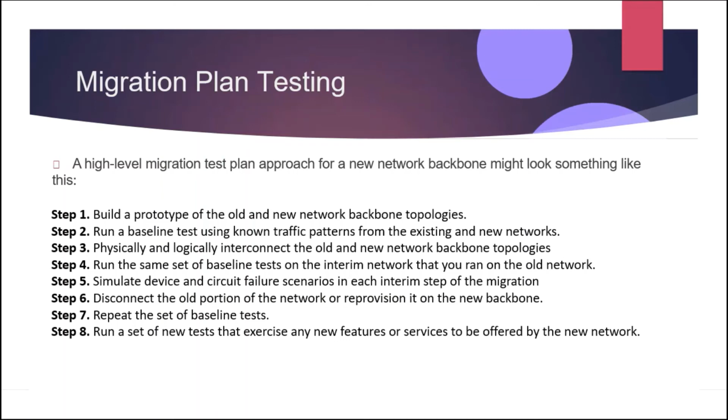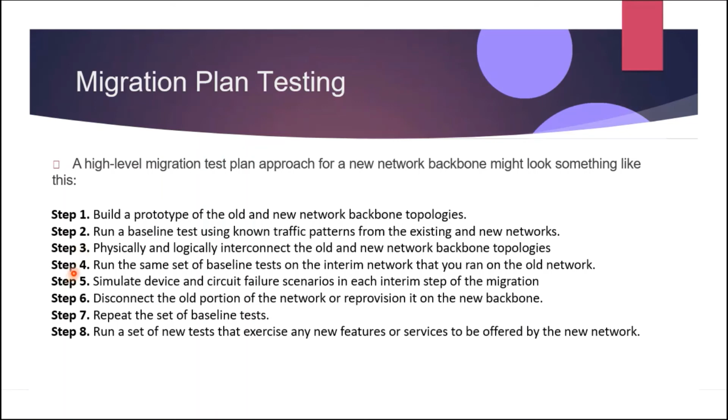Okay, so we have several steps. Actually, we have 8 here. The first one would be build a prototype of the old and the new network backbone topologies. Second, you have to run a baseline test using known traffic patterns from the existing and new networks. Third, physically and logically interconnect the old and the new network backbone topologies, as they will be connected during the migration. If this will take multiple steps, each interim topology should be tested.